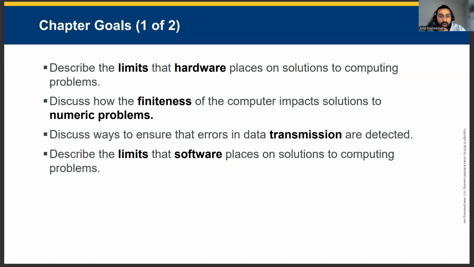Next, we'll explore how computers detect errors when transmitting data, a critical part of communication reliability. Finally, we'll identify limits imposed by software itself, including issues related to representation and design. These goals establish the foundation for understanding why computing cannot deliver perfect accuracy or infinite precision. Instead, computer scientists must work within these constraints and develop strategies to mitigate or manage inherent limitations.